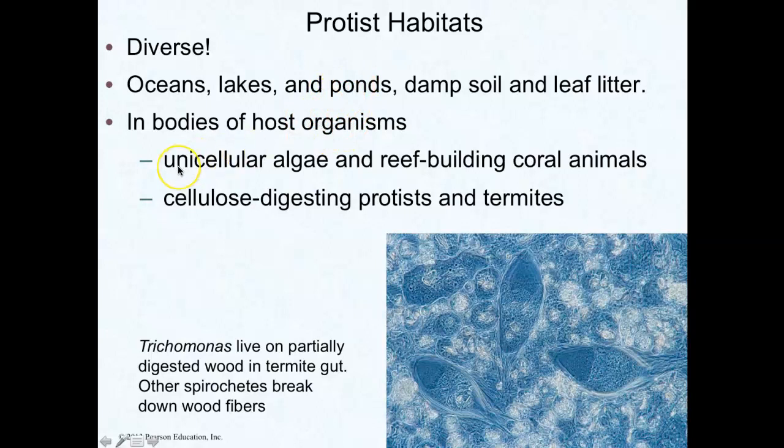They're inside of unicellular algae and reef-building coral animals, and they're inside of termites. There are some protists that digest the wood that termites eat. Termites themselves can't digest the wood, which is funny. They have the mouth and the teeth that gnaw at the wood to get it inside their gut, but once the wood is there, they can't digest it. It's the protists that digest it. And these are some pictures of those protists. If you want to kill termites, you want to kill those protists that digest the food for them, and then they would die of starvation.